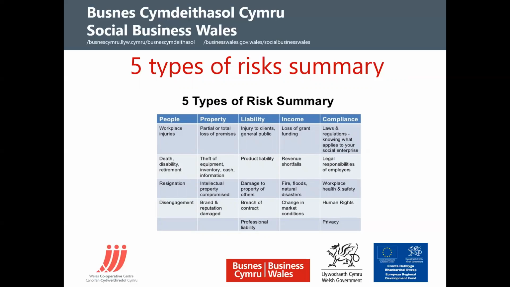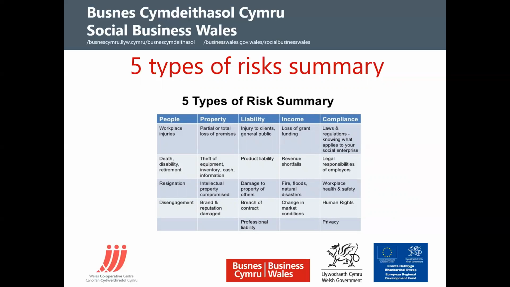Let's look at the fourth one, income. Loss of any grant funding that you may have tried for, any revenue shortfalls, any fire, flood, or natural disaster, which could have an effect on your income, and any change in market conditions or any uncertainty within your market conditions. These are all risks towards your income.